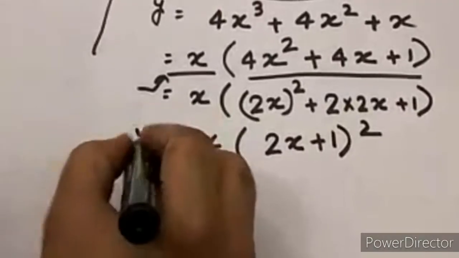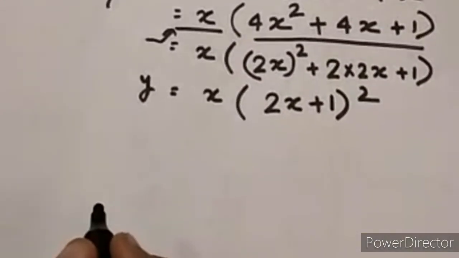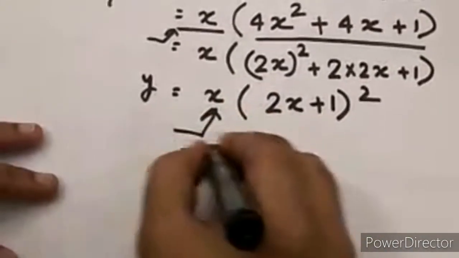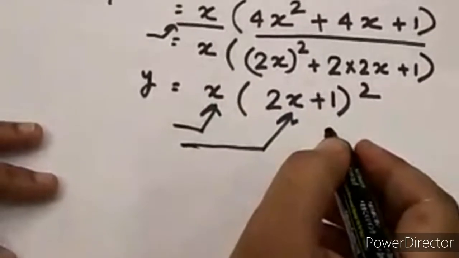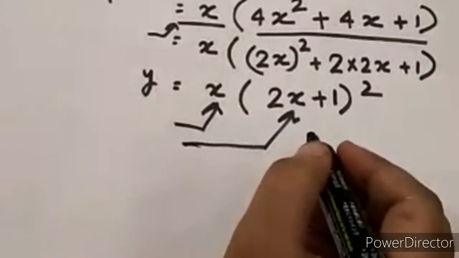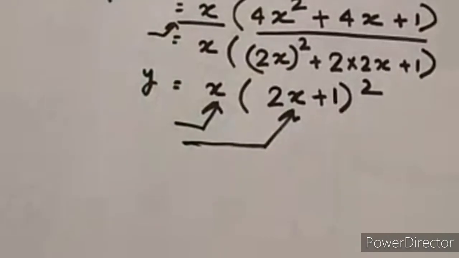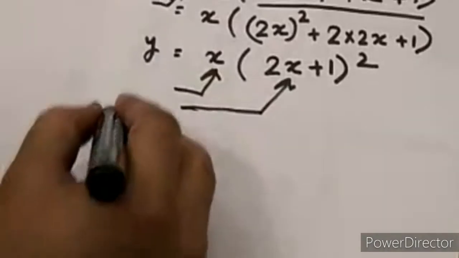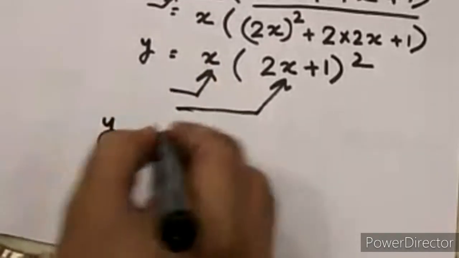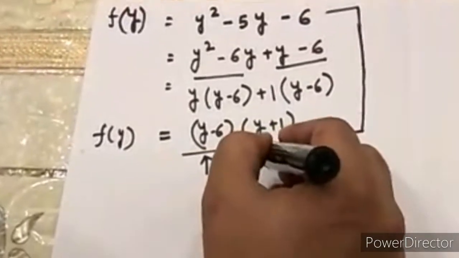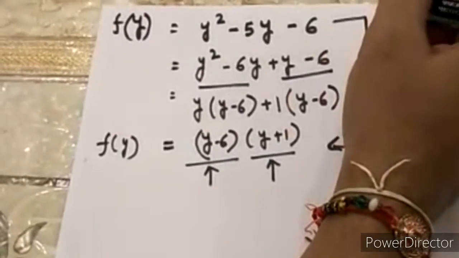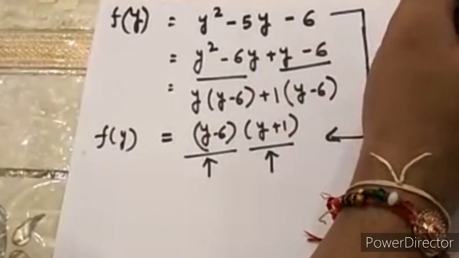So if anyone asks us what are the factors of this polynomial, we can say it has factor x, and it has factor 2x plus 1. Okay guys, so this is the method through which we can find out the factors of any given polynomial. For example, you have another function y equal to y6 and y plus 1. So this is the way through which we can find the factors of any given polynomials.